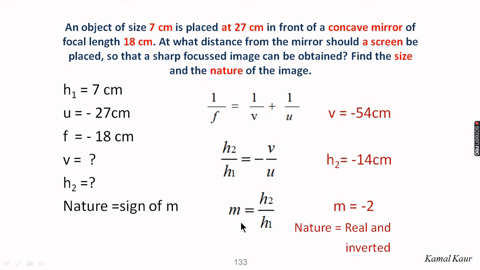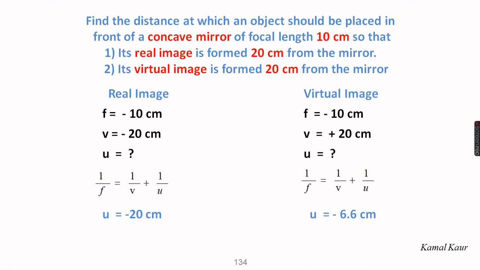For the nature, we have to find m now, which is equal to h2 upon h1. So h2 is minus 14, h1 is 7, our m will be minus 2. The minus sign is telling us that it is an inverted image. So the nature of the image will be real and inverted. So students, the more problems you solve, the more confident you will become. So let's see one more problem.